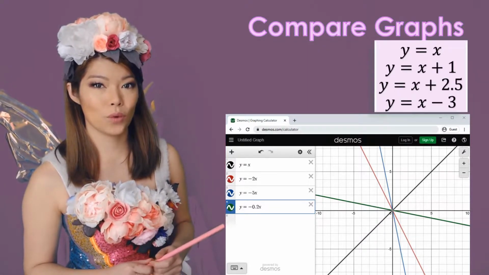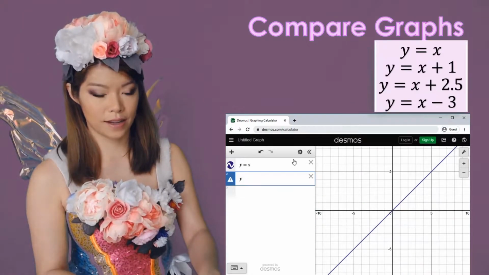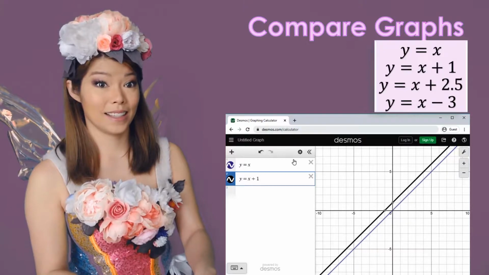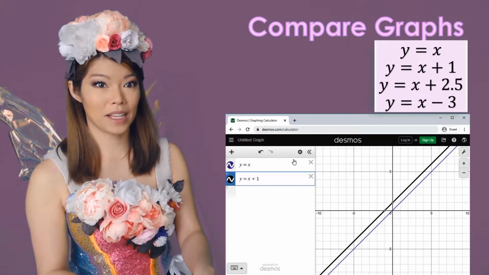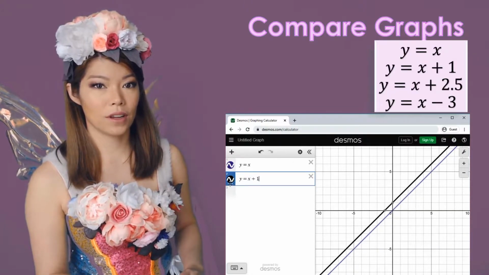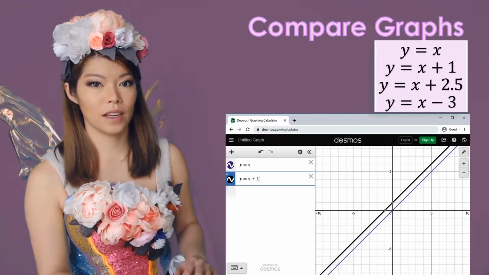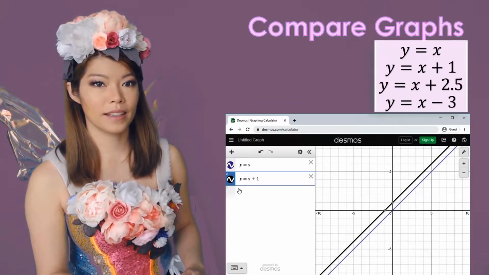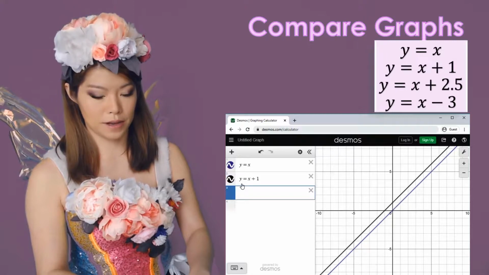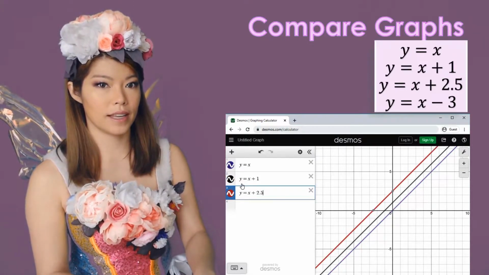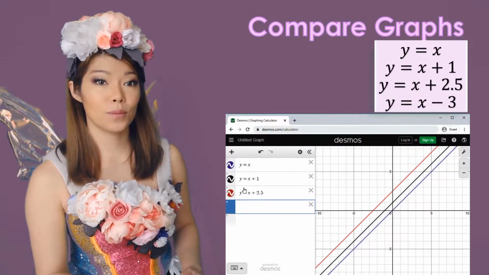Let's see what happens when we change the constant. So y equals x plus 1 is the same as y equals x line, but it has been moved up. So this one is black. And you can tell the color of the graph by looking at the circle here. And you can change it by clicking on it, making it disappear. Then let's do the next one. Y equals x plus 2.5. Again, now this one is red and it's moved up a bit more.